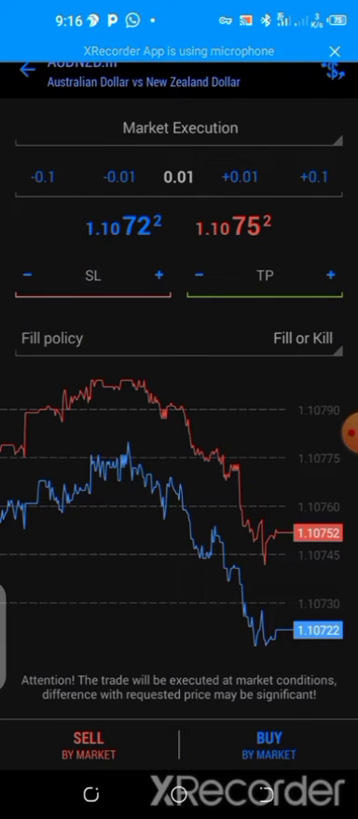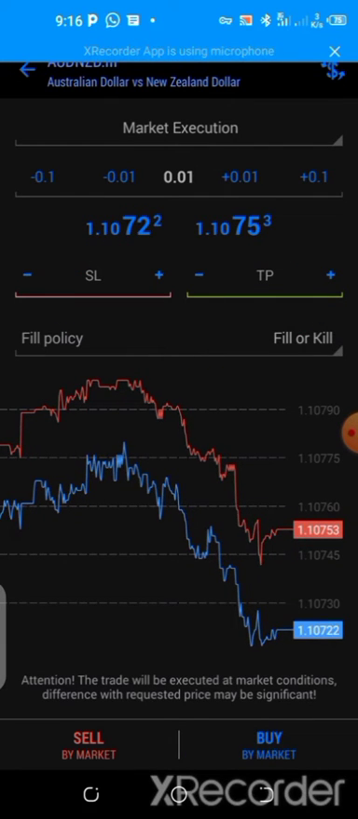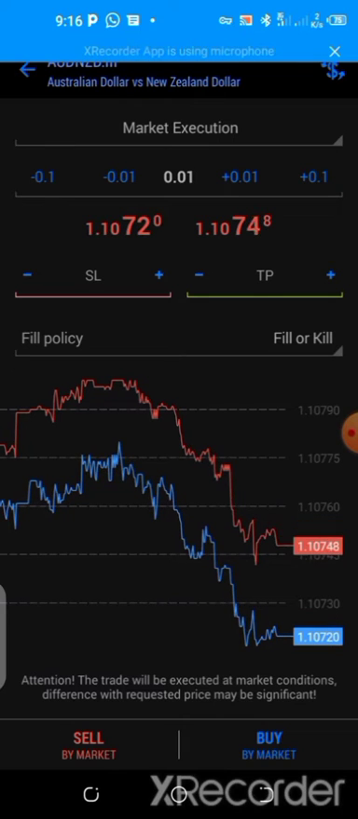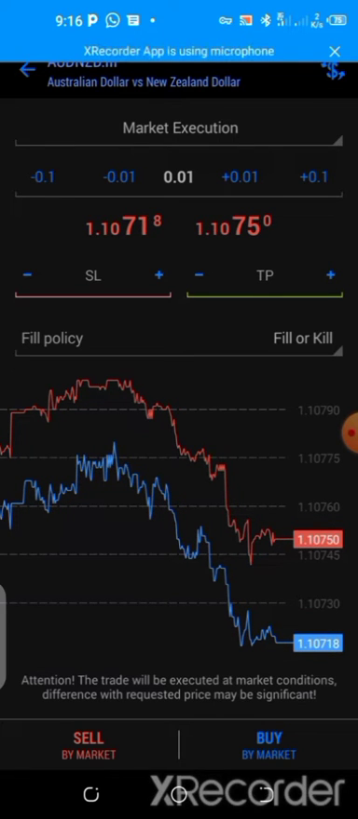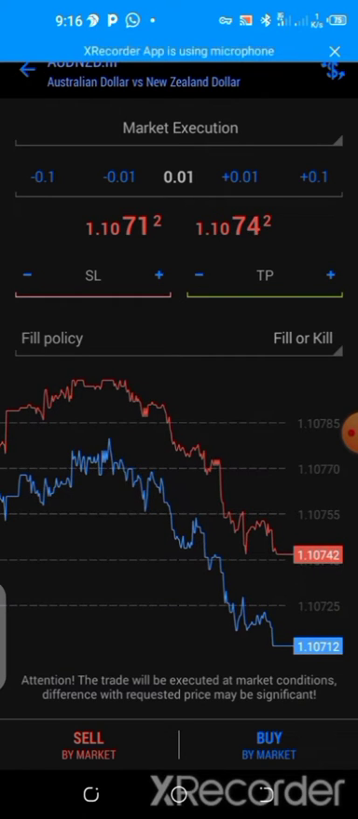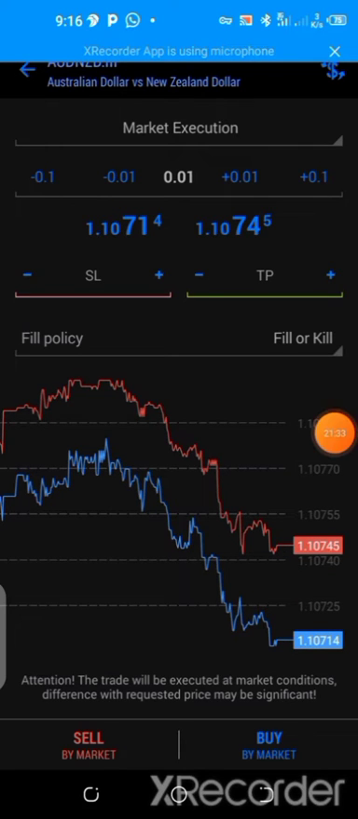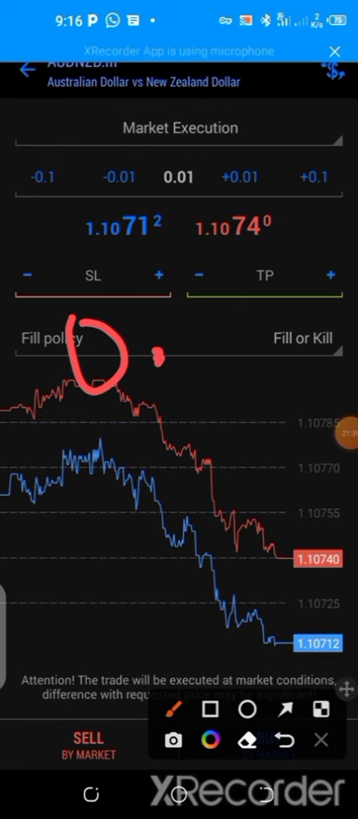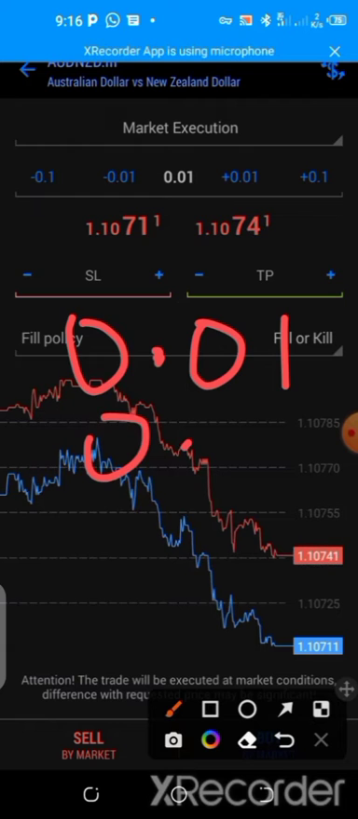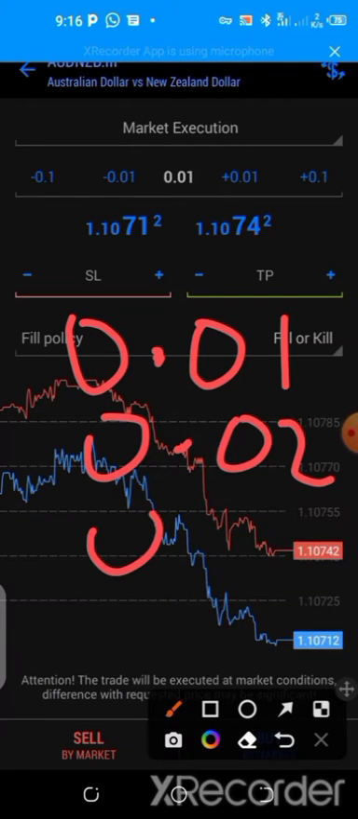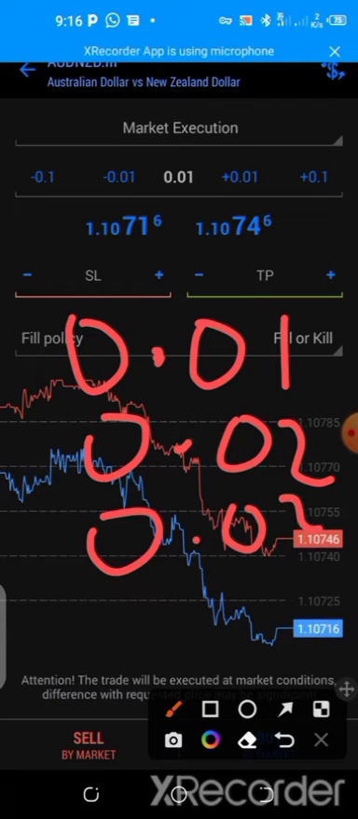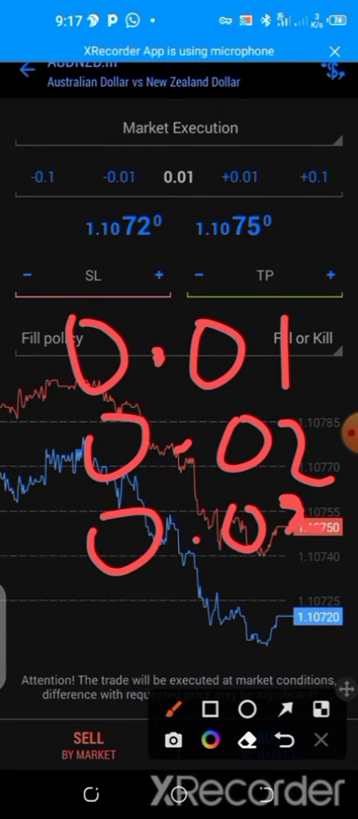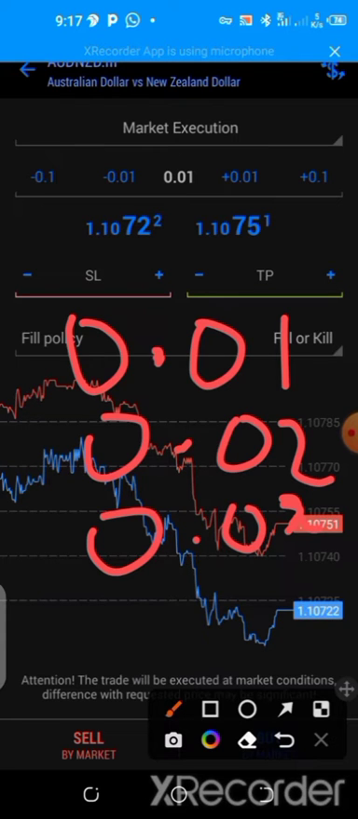So that's it. In order for us to do this in practicals, I'll come here. The recommended lot size for you is 0.01, 0.02, 0.03. So you cannot do anything else. For you people, this is the only one you'll be using: 0.01, 0.02, 0.03. You will not use anything above that.